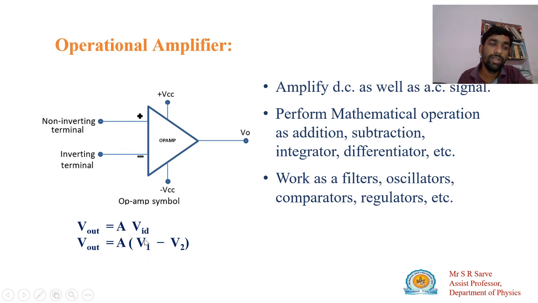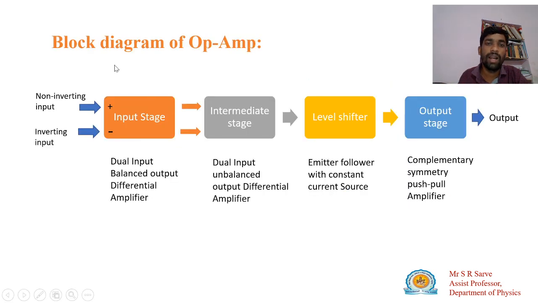Here V1 is positive because it is applied to the non-inverting terminal, and V2 is applied to the inverting terminal, that's why it is negative, because there is a change in phase by 180 degrees. And this is the block diagram of an operational amplifier. It consists of four stages.